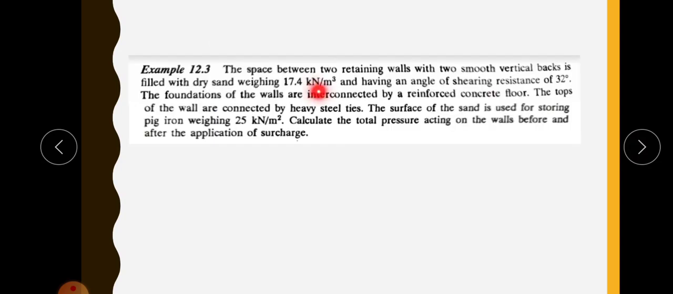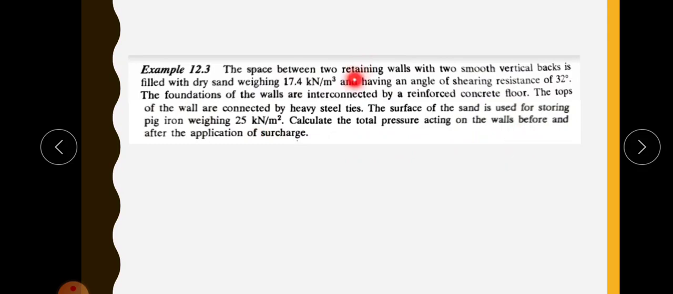The space between two retaining walls with two smooth vertical backs is filled with dry sand weighing 17.4 kilonewton per meter cube and having an angle of shearing resistance of 32 degree. The foundations of the walls are interconnected by a reinforced concrete floor. The tops of the walls are connected by heavy steel ties. The surface of the sand is used for storing pig iron weighing 25 kilonewton per meter square. Then calculate the total pressure acting on the walls before and after the application of surcharge.